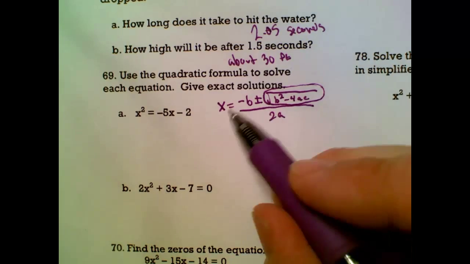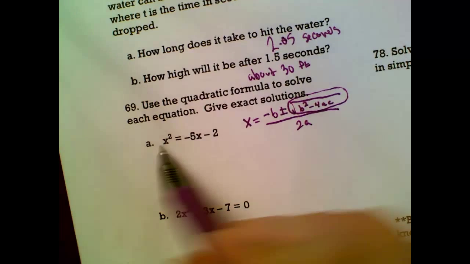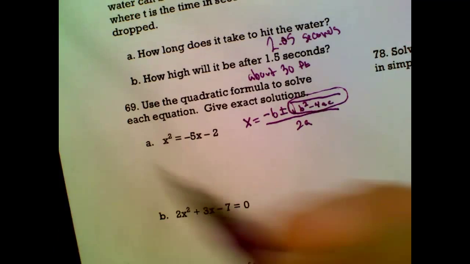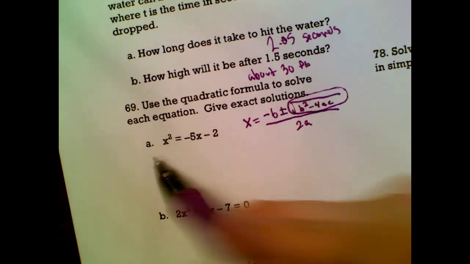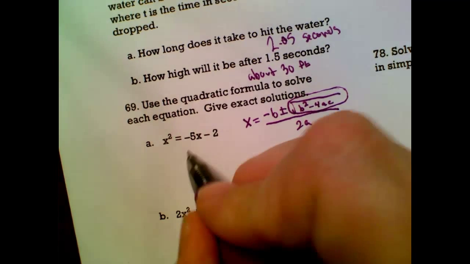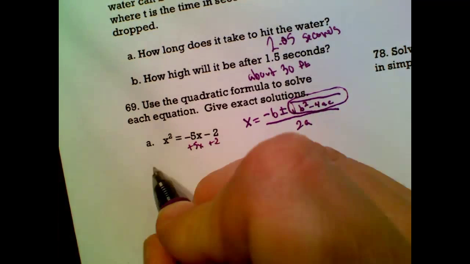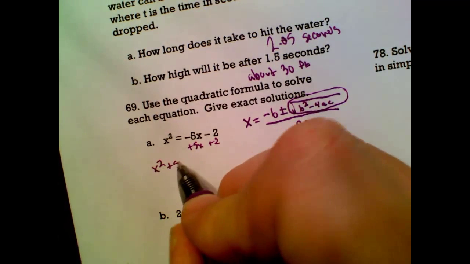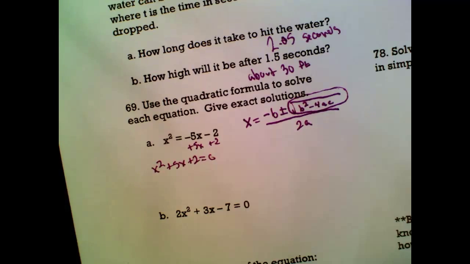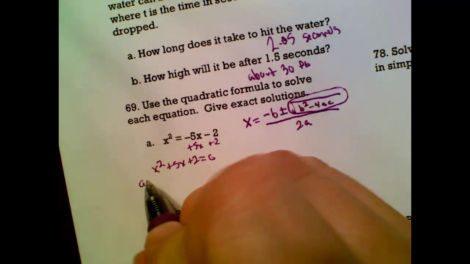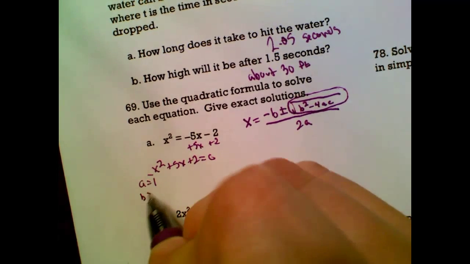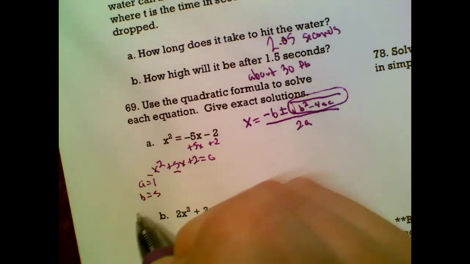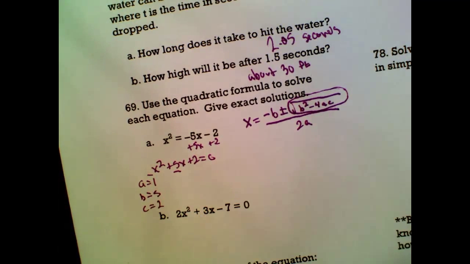Now to do that though, I got to figure out what my a, b, and c are. Let's take a look at this. Well, sadly it's not in our standard form. Let's get it in standard form. Let's get this equal to 0. Then we can figure out where a, b, and c are. Let's add 5x, add 2. So I have x squared plus 5x plus 2 equals 0. Now I know my a is equal to 1, my b is equal to 5, and my c is equal to 2.